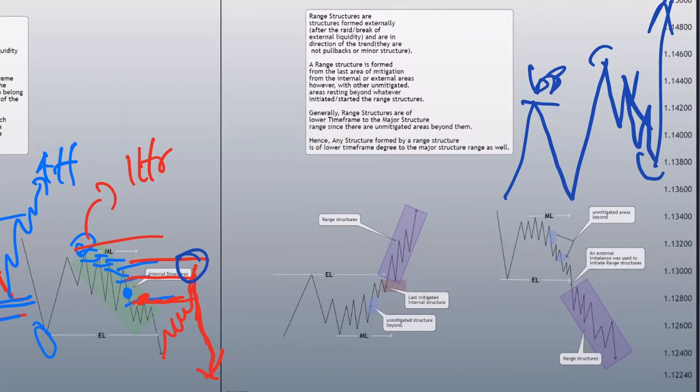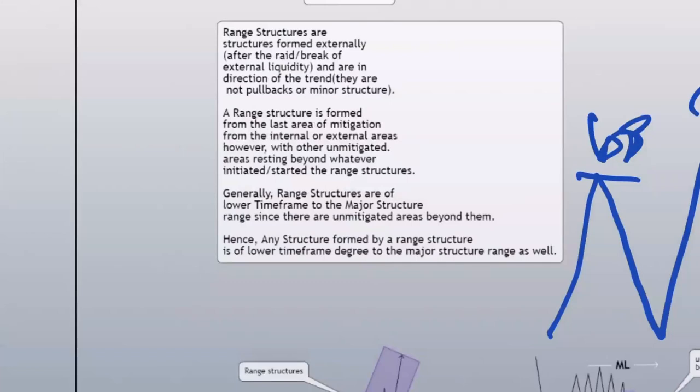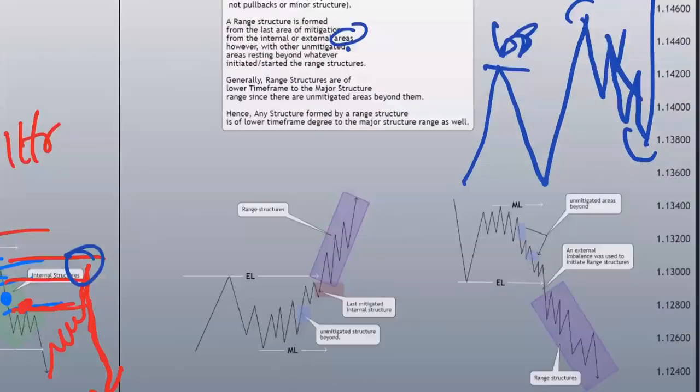Okay, so a range structure is formed from the last area of mitigation from the internal or external areas. However, with all unmitigated areas resting beyond whatever initiated or started the range structures. Generally, range structures are of lower time frame to the major structure range, since there are unmitigated areas beyond them. Hence, any structure formed by a range structure is of lower time frame degree to the major structure range as well. Now, this will answer some of your questions.